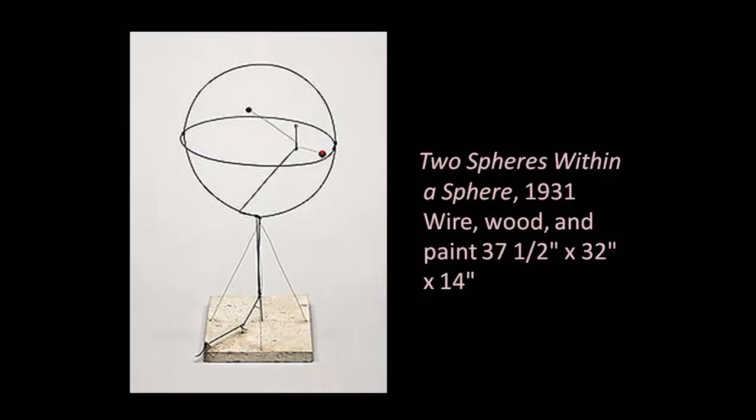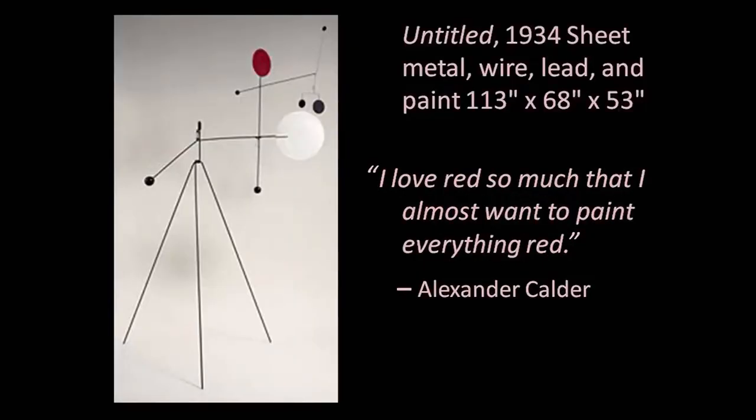Now, these wire sculptures made by Calder would eventually take him to a different concept of sculpture, where he would feel the urge to make the construction move. And also, he loved to paint certain portions of the sculpture. In fact, the color red became the hallmark of many of his sculptures, so much so that Alexander Calder once said, I love red so much that I almost want to paint everything red.